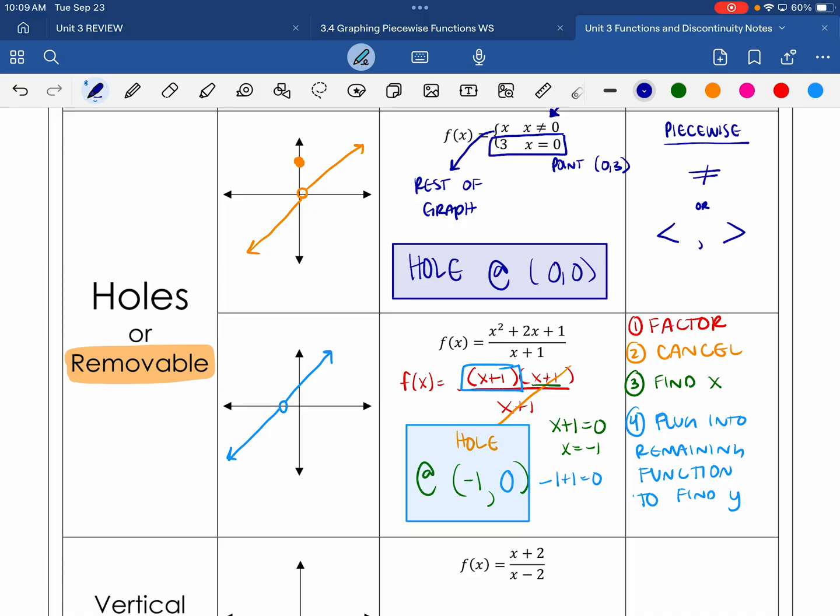I forgot to write the hole is at 0, 0 on this first one. So fill that in. That's my bad. All right, so that's holes.